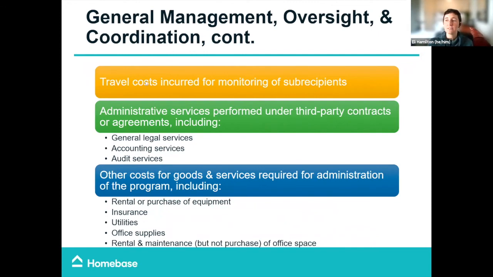Including, if you're monitoring subrecipients, you can pay for travel costs for the staff that are doing that. You can pay for general legal services and accounting services and audit services. You can't cover the full cost of those for your agency. You can cover a portion of those costs that's, again, allocable to your CoC grant. But if you're using accounting services or audit services for your CoC grant, you can cover those. And then other things like rental or purchase of equipment, insurance, utilities, office supplies, other things on this list that are, again, allocable specifically to your CoC grants.